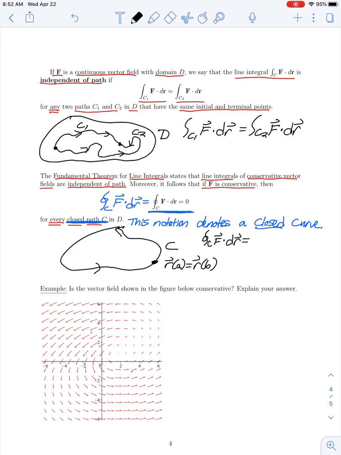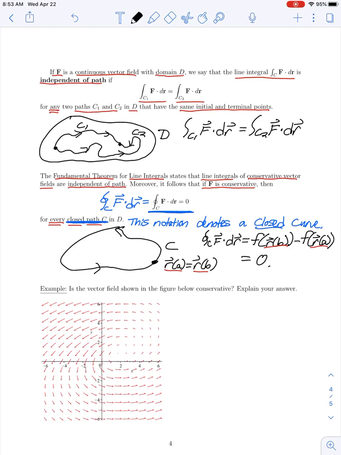So if we have a conservative vector field, the line integral over that closed curve by the fundamental theorem for line integrals is given by the value of the potential for that conservative vector field at the endpoint r of b and the value of the potential function at r of a. But for a closed curve, r of a and r of b are the same value, so we're taking the difference in the value of the function at the same point, which must give us 0.